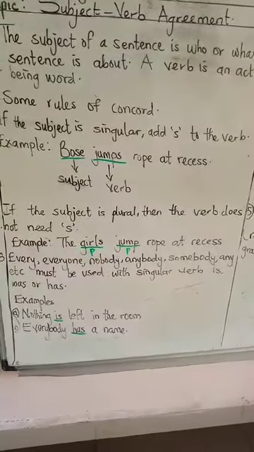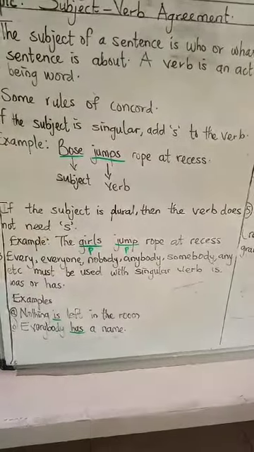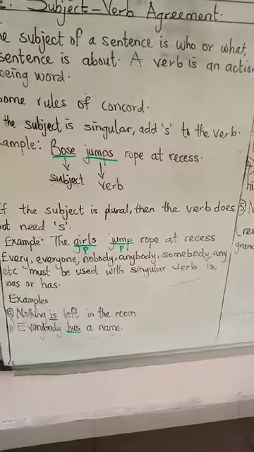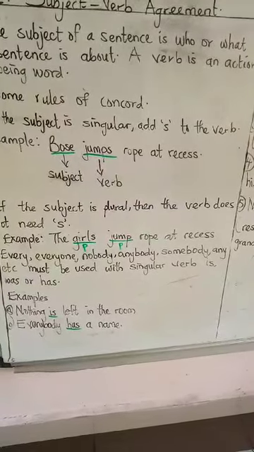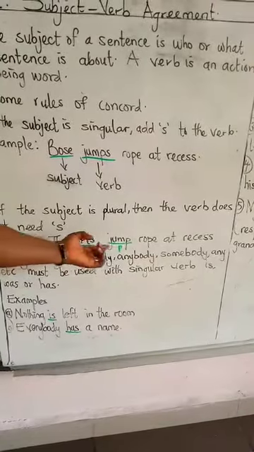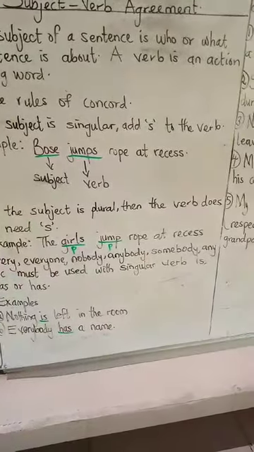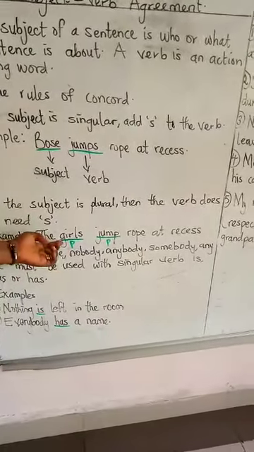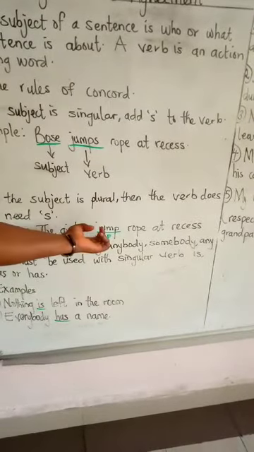Now, if you look at the verb here, jump. Jump doesn't have s because it's in its plural form. And remember the rule says if this is plural, you do not add what? S to your verb. If this is plural, you do not add s to your verb.